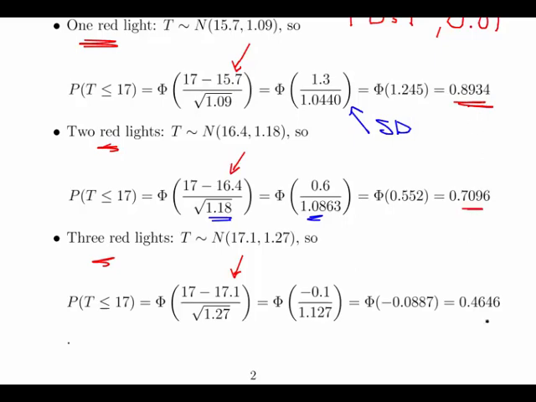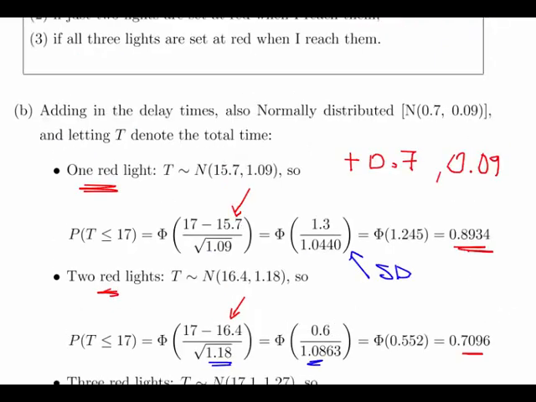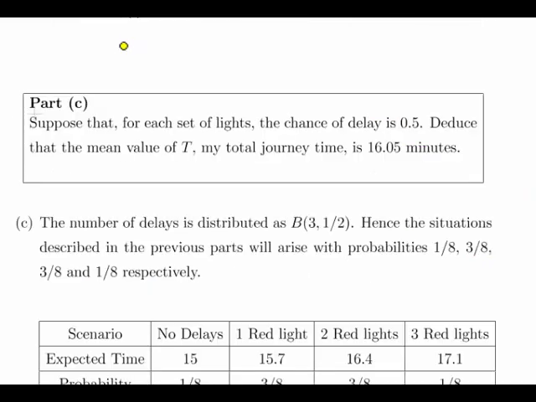Okay, and essentially the trick there really is adding the mean and variance for each red light encountered in each of the 3 scenarios, and then z-score and then probability. Now, suppose that for each red light, the chance of delay is 0.5. Deduce that the mean value of t, my total journey time, is 16.04.